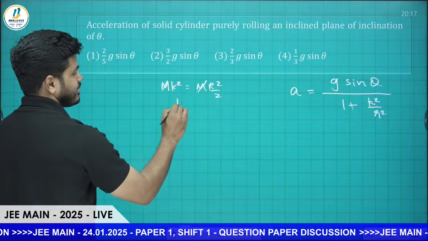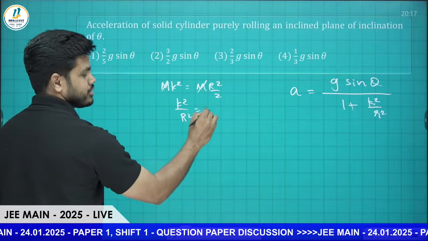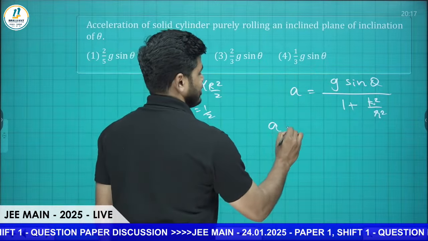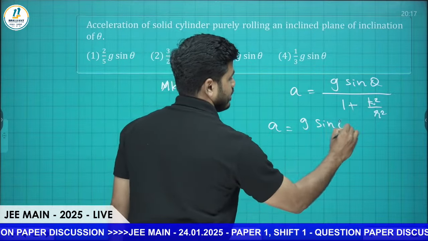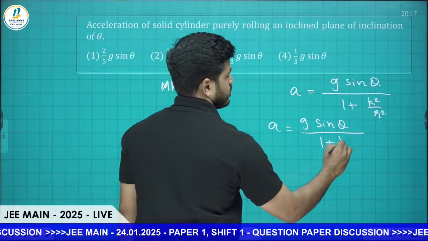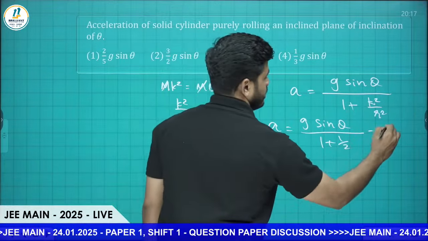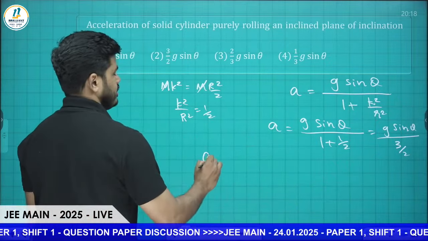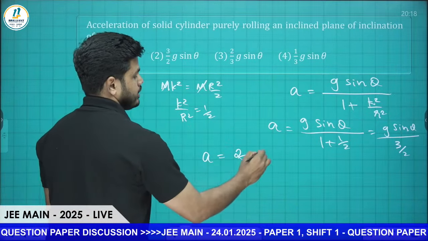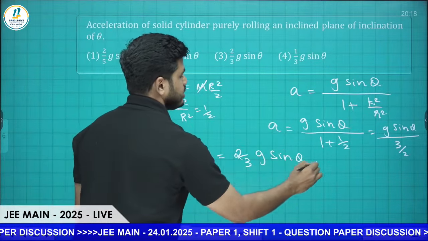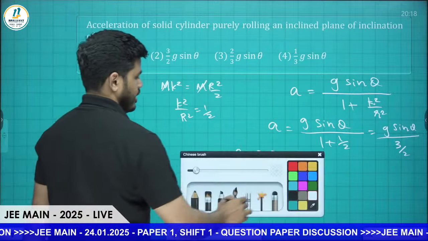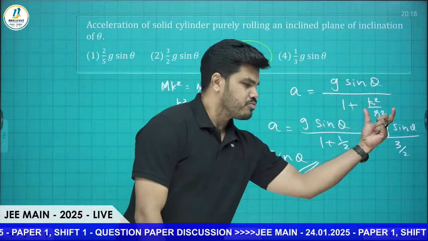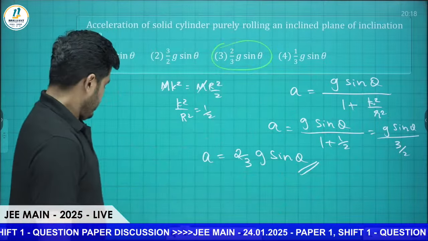So these two get cancelled. We know k square by r square is just 1 by 2. Substitute that value here and we get the final answer. a is equal to g sine theta divided by 1 plus 1 by 2. So g sine theta divided by 3 by 2, and acceleration is going to be 2 by 3 g sine theta, right? That was the answer. See the direct substitution of the values here, easy calculation.